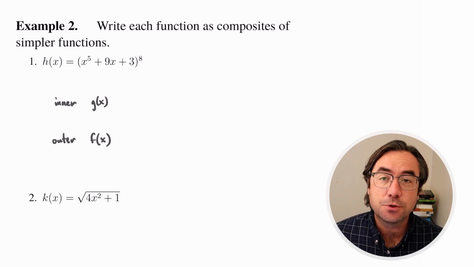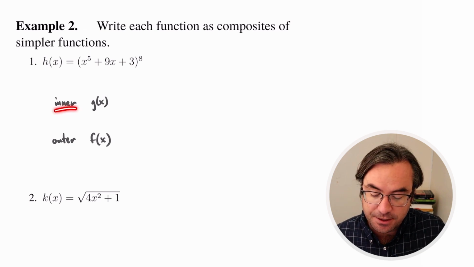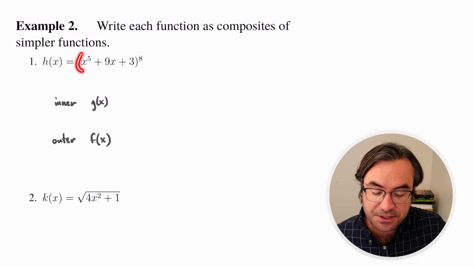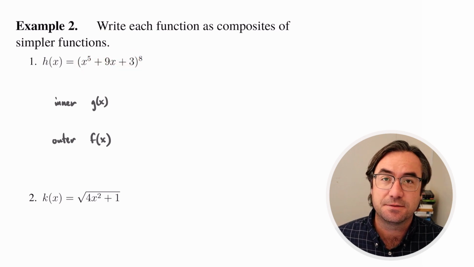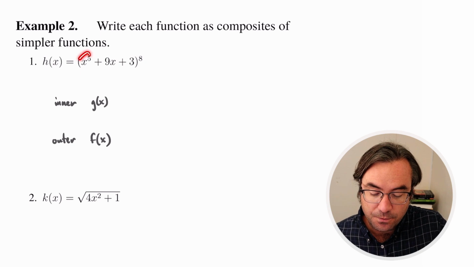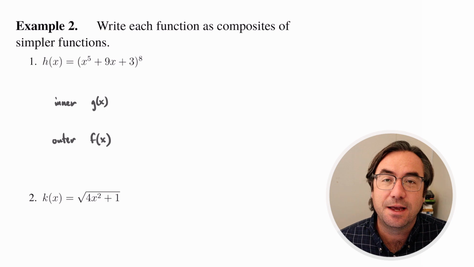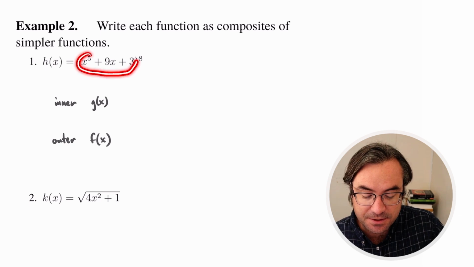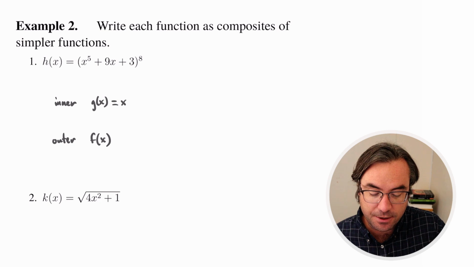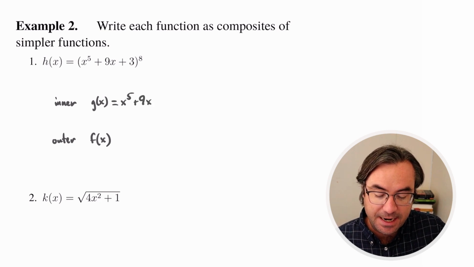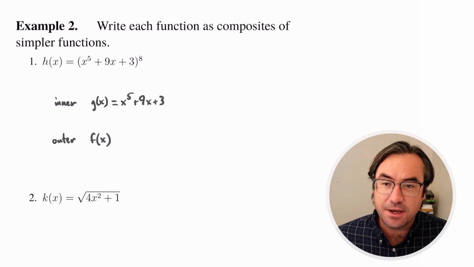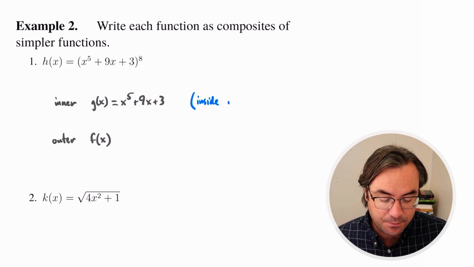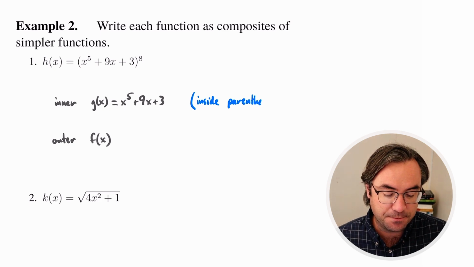A good indication for the inner function is parentheses: usually the inner function is all the stuff inside the parentheses. In this case we have a nice set of parentheses, and we're going to call our inner function all the stuff inside of it. So it's this polynomial. Our inner function here is x to the power 5 plus 9x plus 3. We call it the inner function because it's the thing that happens first, but you really want to look for what's inside parentheses. It's usually a good indication.